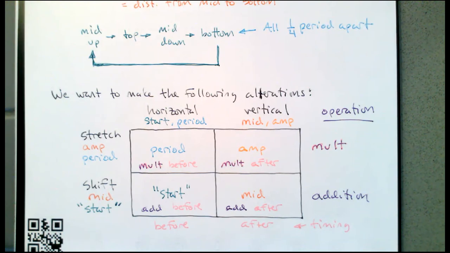So let's write down an equation with a bunch of different changes and figure out the 4 things that we need to figure out: the middle, the amplitude, the period, and the start. Then we can draw a graph and figure out what the equation should look like.